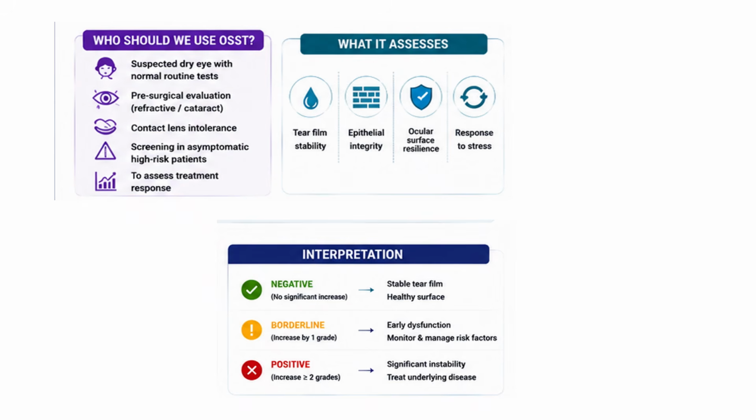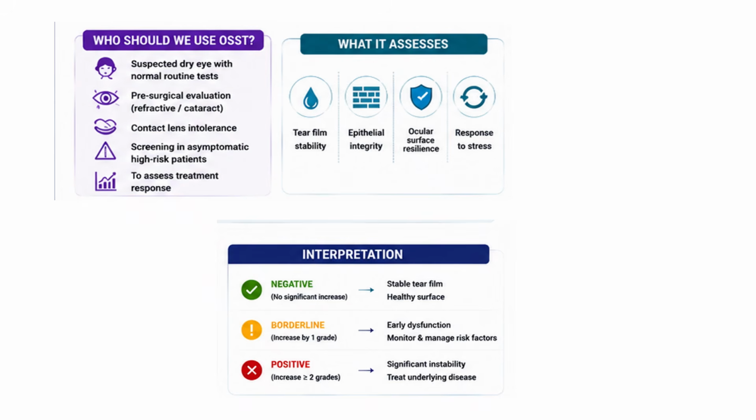Why should we do the ocular stress test? Because it detects suspected dry eye patients with normal routine tests. It helps in pre-surgical evaluation in refractive and cataract surgeries, where patients are prone to dry eye post-operatively. It also helps to detect contact lens intolerant patients, and it helps in screening asymptomatic high-risk patients. It assesses the tear film stability, the epithelial integrity, the ocular surface resilience, and the response to stress.